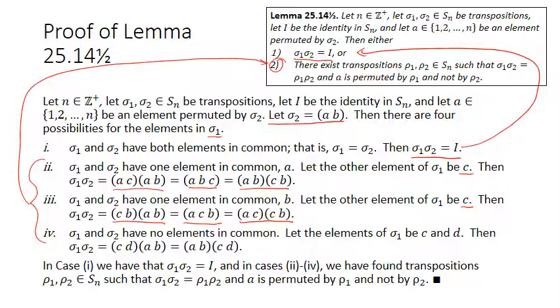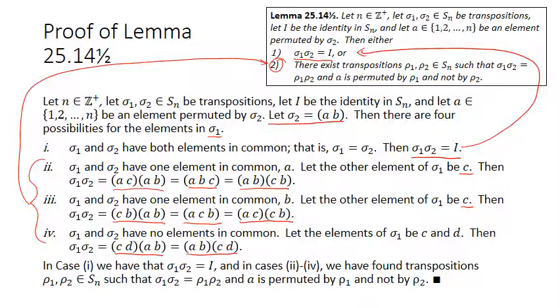Okay, and then case 4, sigma 1 and sigma 2 have no elements in common. So we're going to call the elements of sigma 1 C and D, so neither of them is A. And then sigma 1 times sigma 2 equals CD times AB, and since CD and AB are disjoint from each other, we can actually just swap those around in the other order and write them as AB times CD.